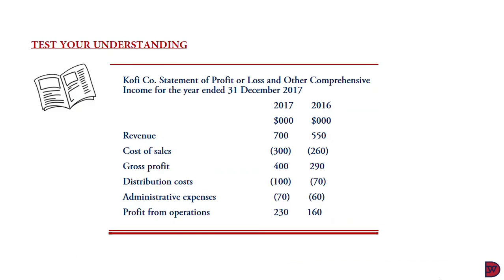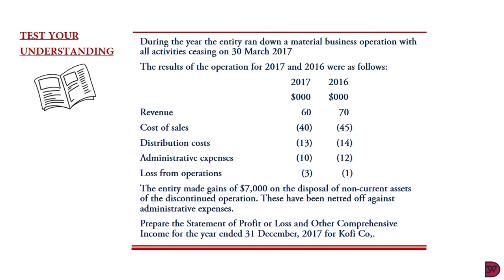Let's test our understanding. So Coffee Co.'s statement of profit or loss and other comprehensive income for the year ended 31st December 2017 is listed here. We have for 2017 and 2016. So we have revenue, we have cost of sales leading to gross profit, we have distribution cost, administrative expenses, then we have the profits from operations. So this is for the entire activity of Coffee Co. So during the year, the entity ran down a material business operation with all activities ceasing on 30th March 2017. Now the results of the operation for 2017 and 2016 were as follows.